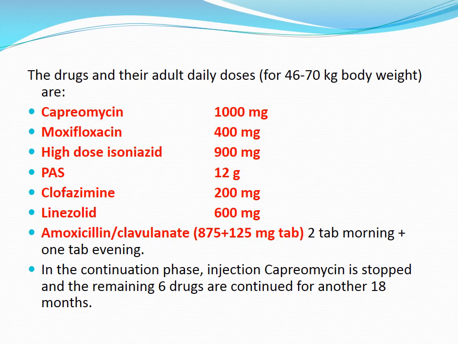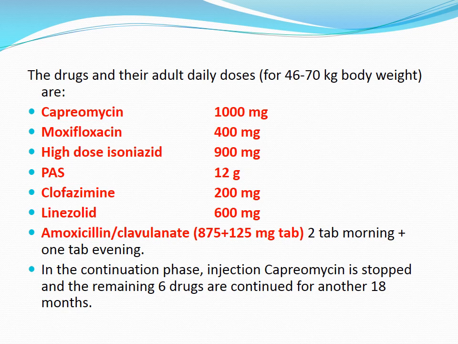Here the dose of amoxicillin is 875 and the dose of clavulanic acid is 125, so total 1000 milligram dose. Such as 2 tablets in the morning and 1 tablet in the evening of amoxiclav, so 3 tablets daily. So this is for the intensive phase, either for 6 to 12 months.